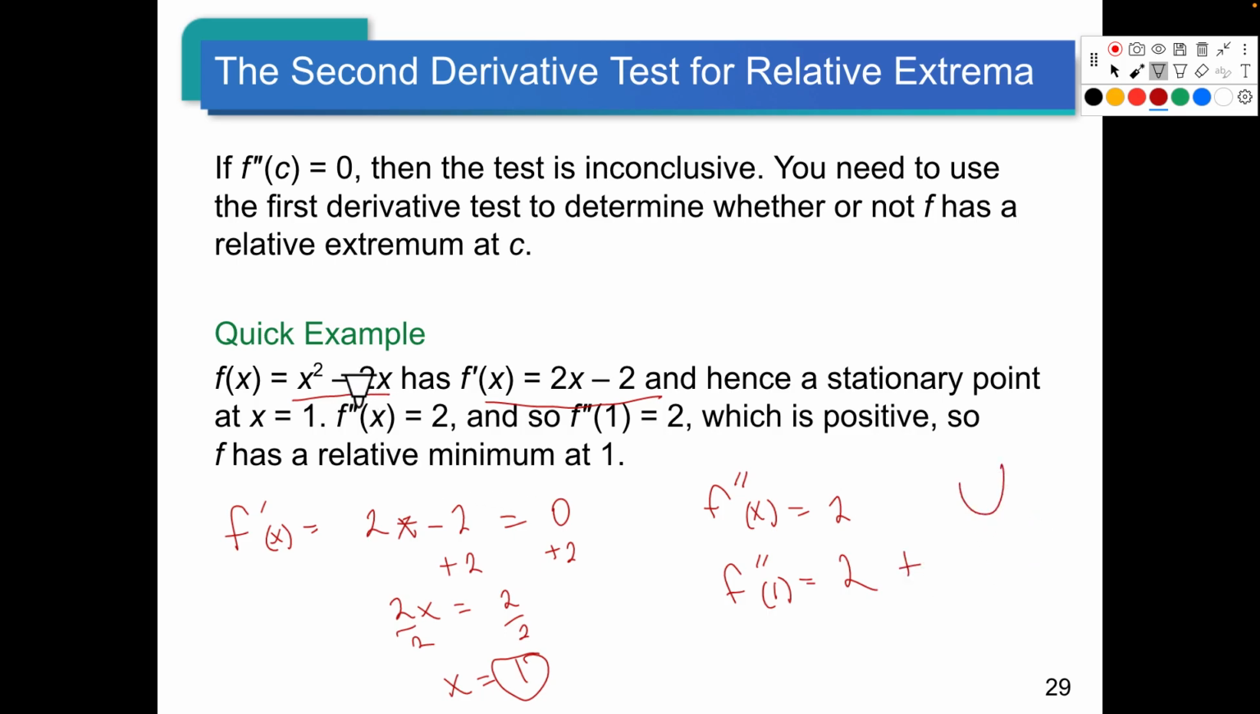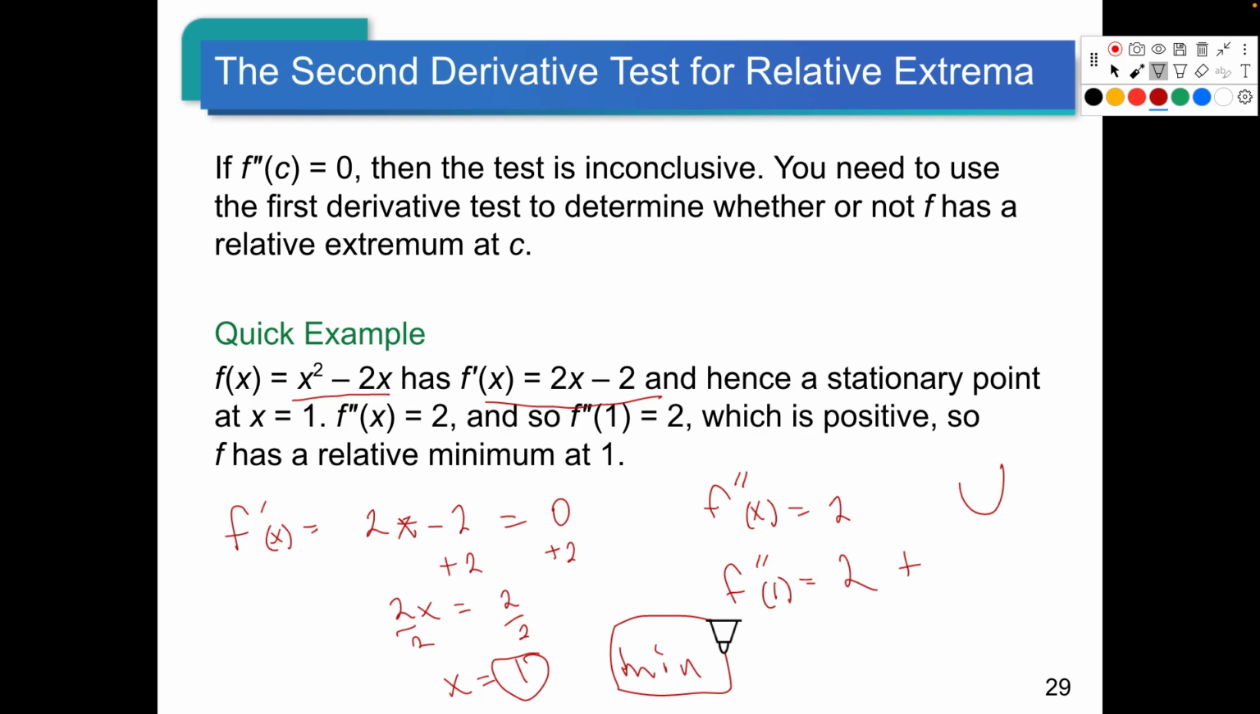And notice it's an x squared. It's got a positive on the front. So that's another way we could have told. So it's concave up. We know that at x equals 1, it has to be a minimum. Relative minimum. And we could do that without actually even seeing the graph. Of course, seeing the graph would be helpful, but that's how we can use that second derivative test. That makes sense?